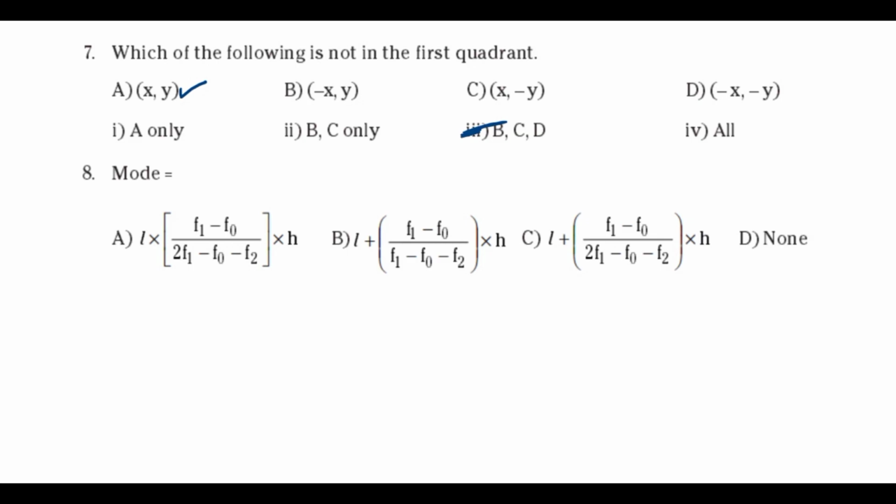Next, what is the mode formula in this? L plus F1 minus F0 by 2F1 minus F0 minus F2 into H. Yes, option C is the right answer for this question.